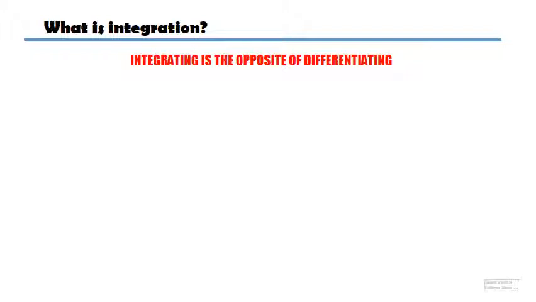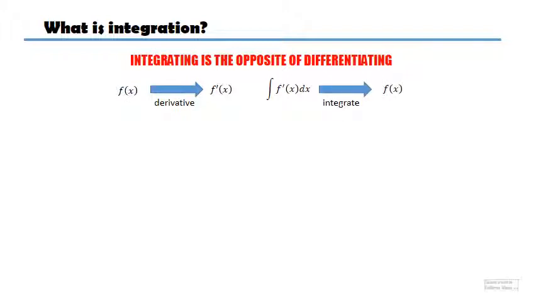So for example, if I have a function and I make its derivative, I get this. In the notation for integration, the integration of f prime of x is of course going to be f of x, because it's the opposite. So I can go from f of x to the derivative and back through integration to f of x.